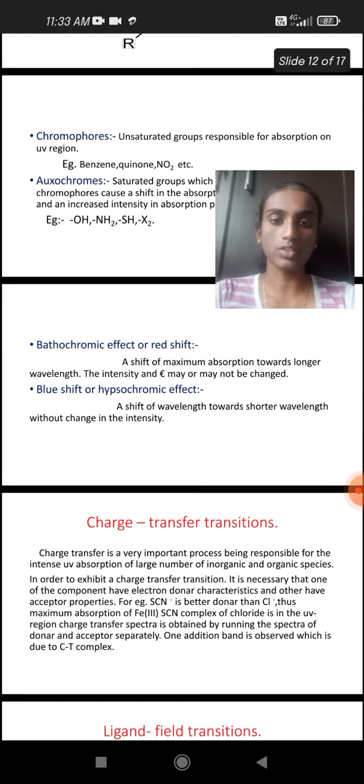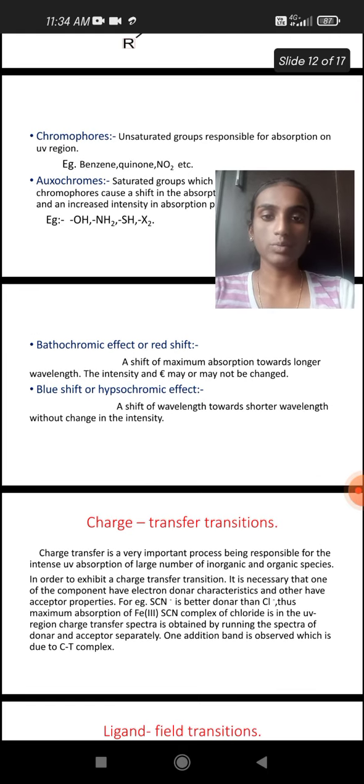Next one is bathochromic effect. Bathochromic effect is also called redshift. A shift of maximum absorption towards longer wavelength. The intensity of epsilon may or may not be changed. This is called bathochromic effect or redshift.